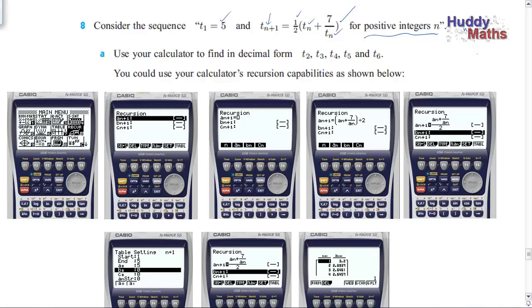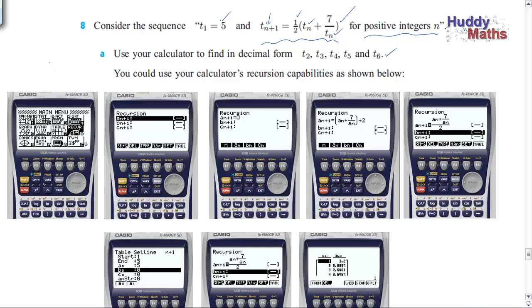Now, use your calculator to find these 6. That's the quickest way, particularly when you've got an ugly looking recursion formula like this. Can the calculator do it more quickly? Well, of course it can. Now let's see how to program that.